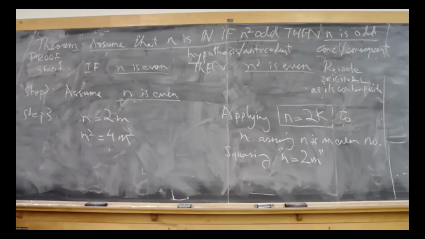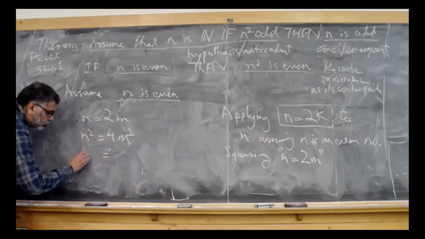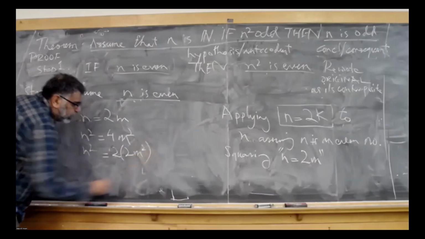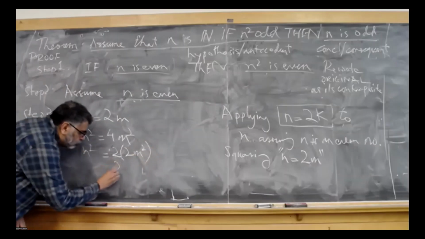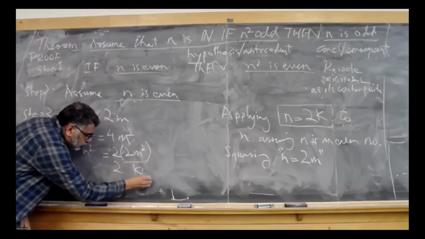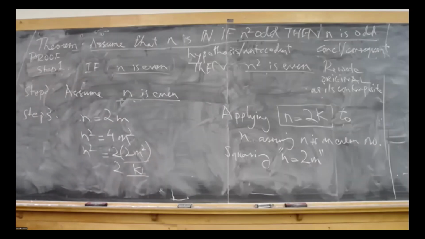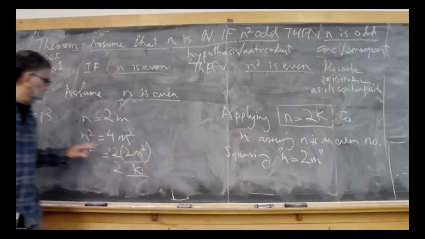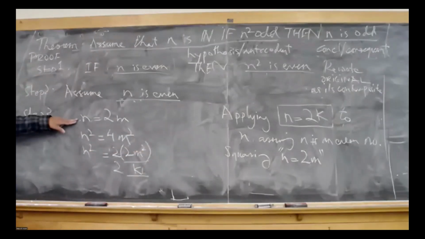So what do I do? I just rewrite it again. n squared equals 2 times something. And does this not look like 2k? And so we can say that this is equivalent to this. Why is this equal to this?